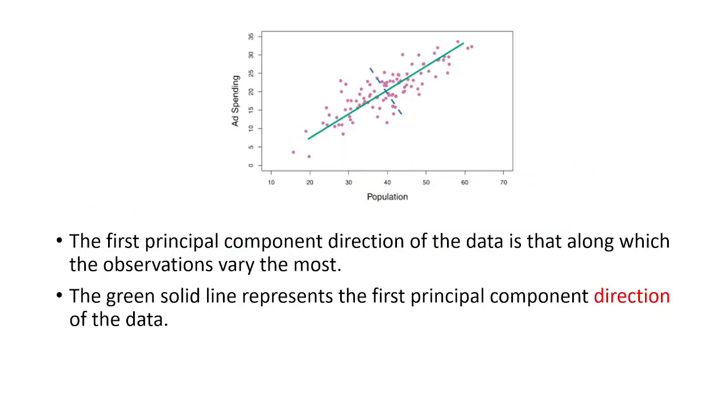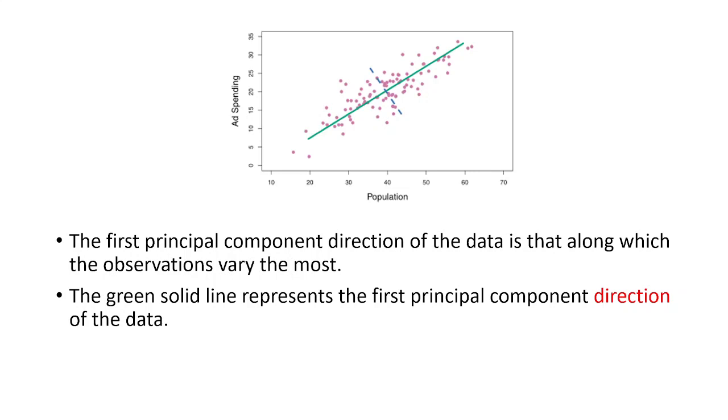So let's look at this one. Let's say we have a data set with about 50 observations, and we use a scatter plot to show the relationship between population and advertisement spending. You can see the higher the population, the higher the advertisement spending is. Usually when we only have two variables, we don't need the PCA, right? But just take this as an example to make it easy for us to understand the concepts of PCA. You can see clearly there is a positive relationship between the two variables.